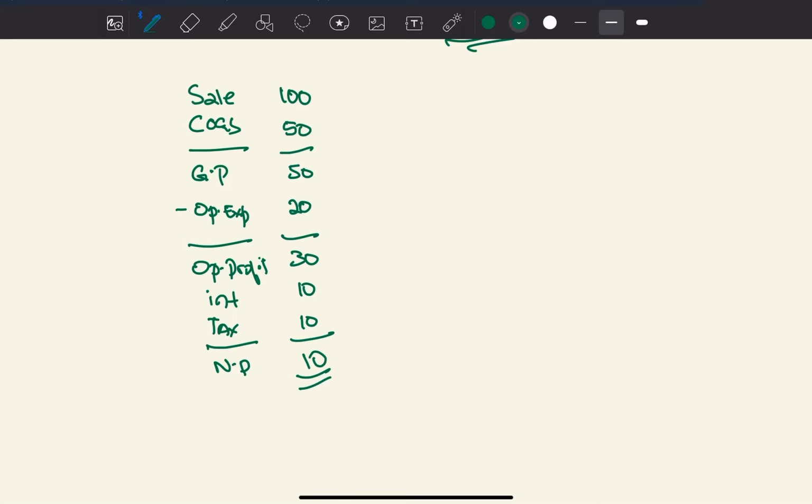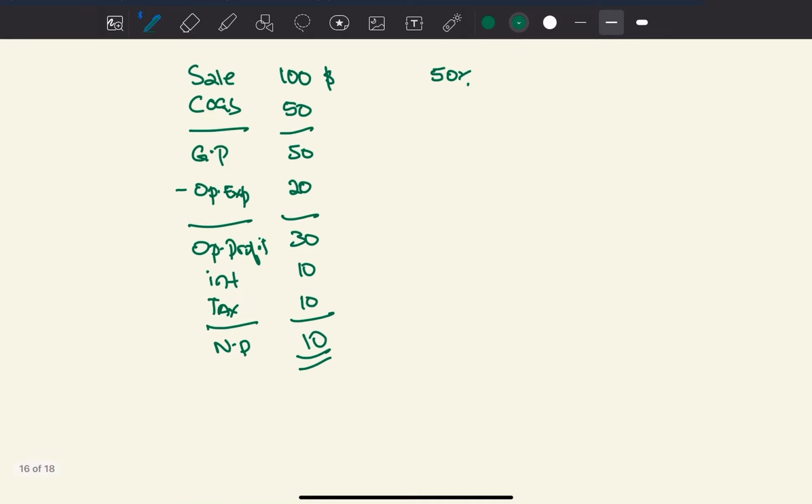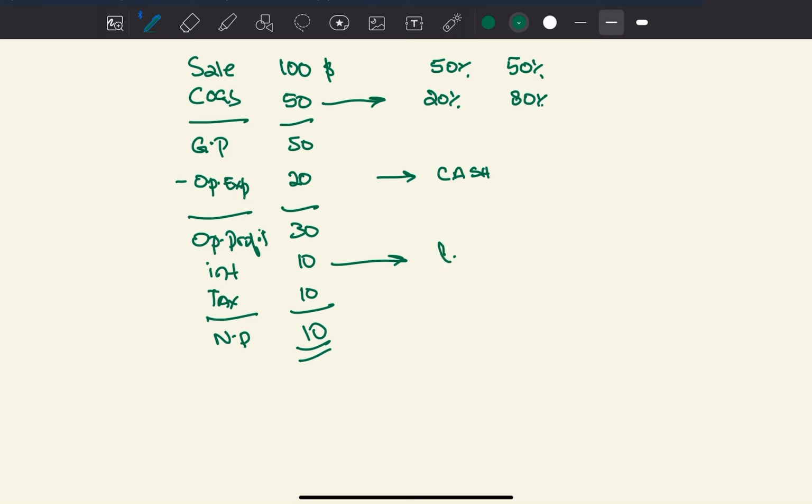So if I tell you that out of this $100 of sales, 50% was cash, 50% was on credit. Out of this cost of goods sold, 20% was cash, 80% was on credit. All the expenses were paid for in cash. Interest is still to be paid, so it's a liability at the moment.